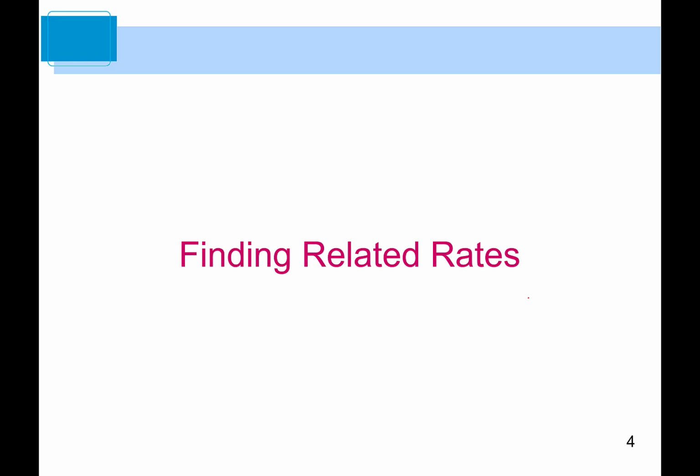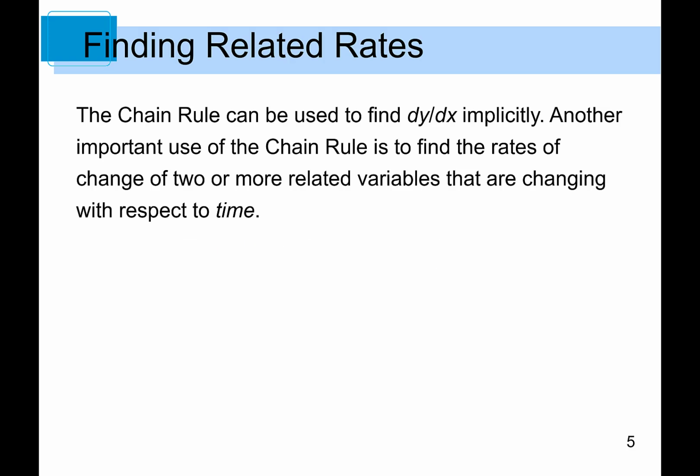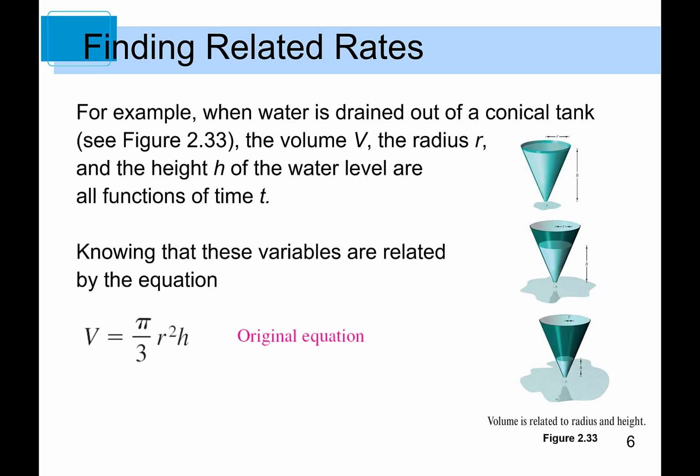So first one, let's take a look at how to find the related rates. The chain rule, right? It's what we use to find the derivative implicitly. Another important use of the chain rule is to find the rates of change of two or more related variables that are changing with respect to time t. So for example, when water is drained out of the conical tank, see the figure on the right, the volume V, the radius R, and the height h of the water level are all functions of time t.